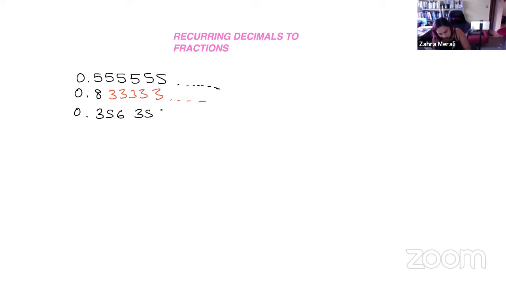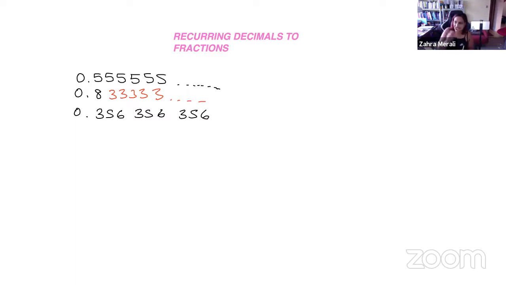So for example, you could have 0.55555 and so on, 0.8 and then if we said, let's put the one that recurs, 33333, not every single number does, but we could do them in blocks. So we could have 0.356, 356, 356. These are all types of recurring decimals.